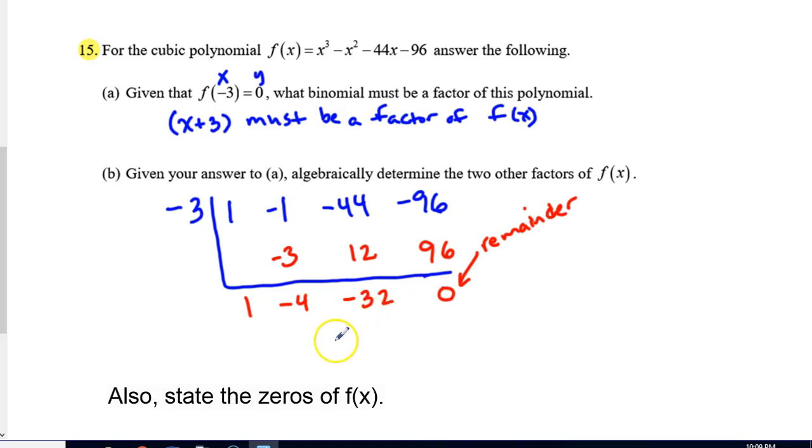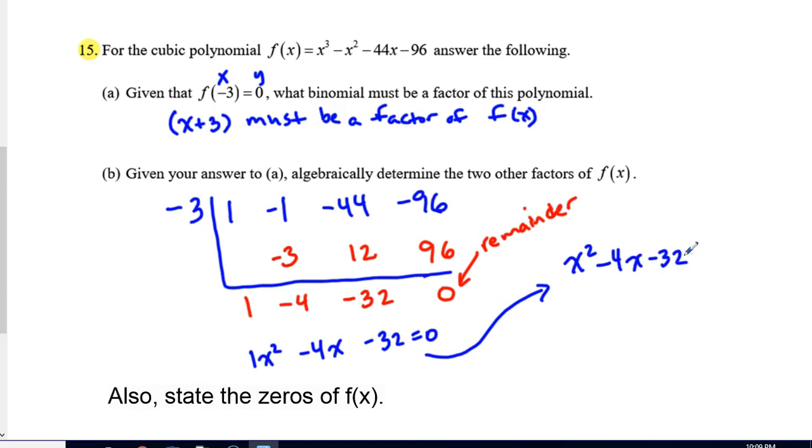That's the remainder. So this turns into negative 32. Moving to the left, this is the coefficient of x. Moving to the left, that's the coefficient of x squared. Equal to 0. I can factor that out, which I'll do over here. Okay, so it said, determine the other 2 factors. Well, I can find those other 2 factors by just factoring out x squared minus 4x minus 32. So take a moment to factor that. X minus 8, x plus 4 are the remaining factors.